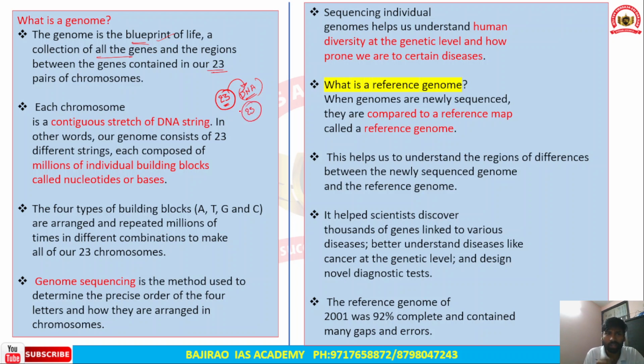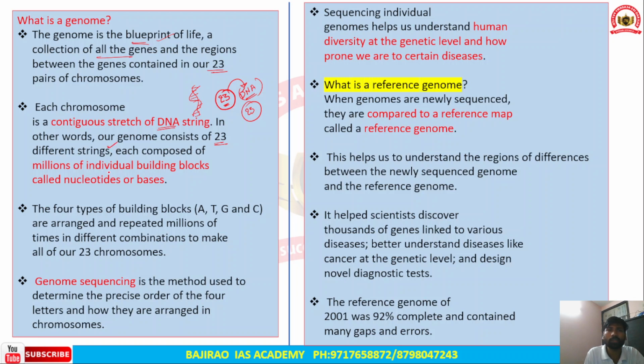Now each chromosome is a contiguous stretch of a DNA string. If you look at the structure of DNA, it is in the double helical structure. So in other words, the genome consists of 23 different pairs, because we have 23 pairs of chromosomes, and in this sense our genome also consists of 23 different strings.